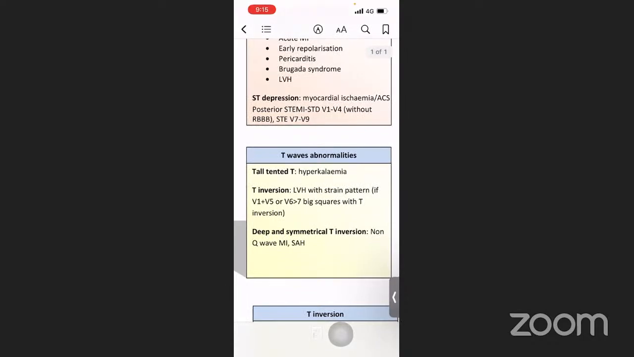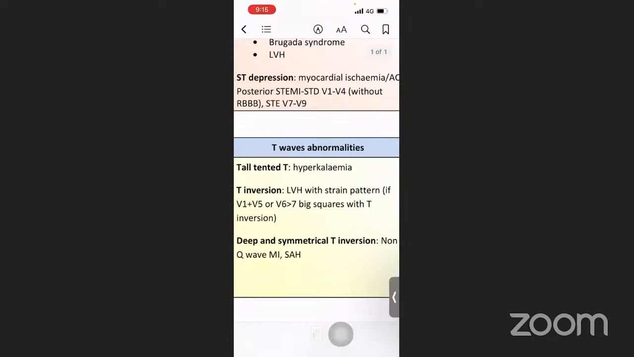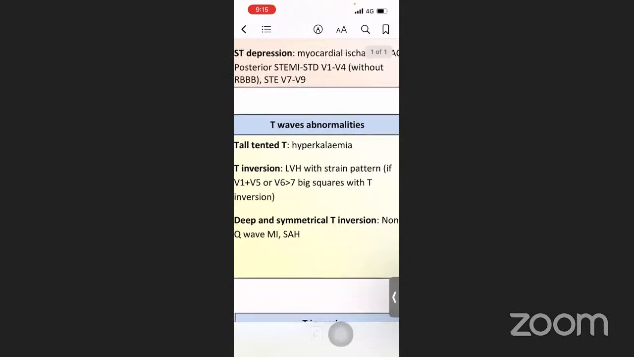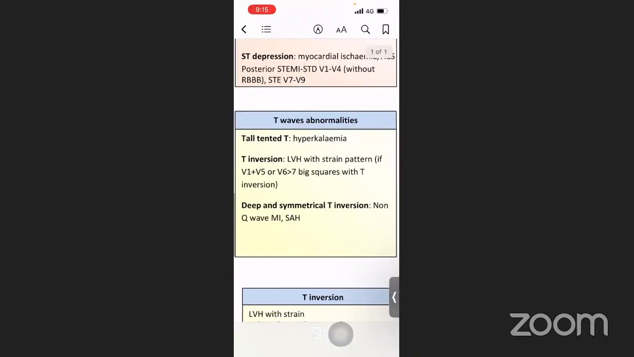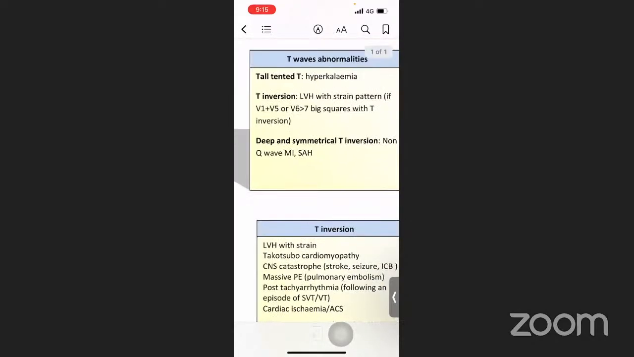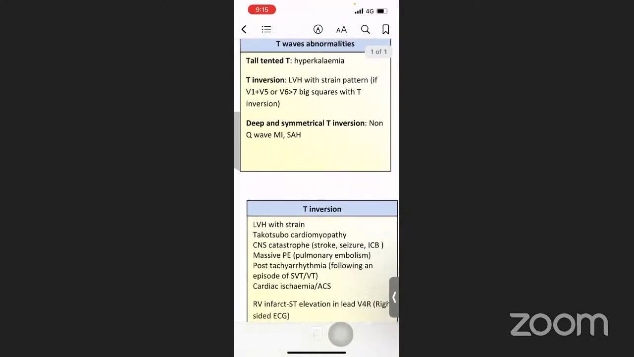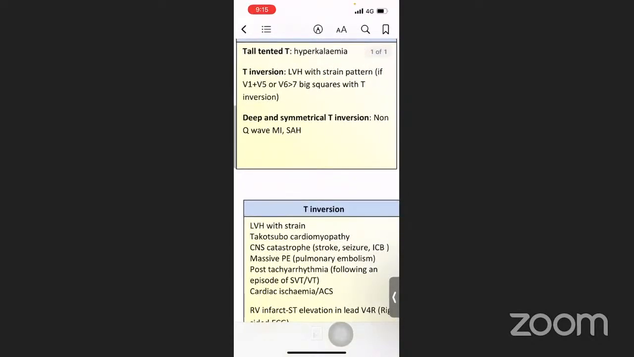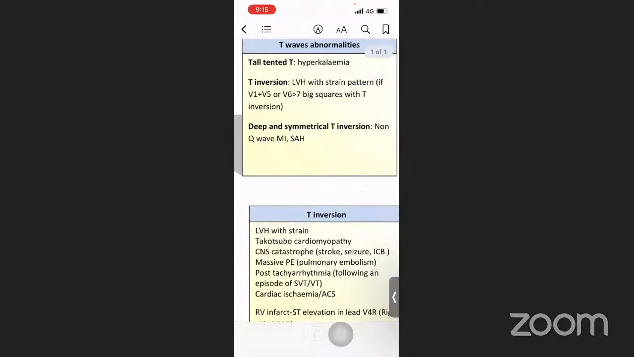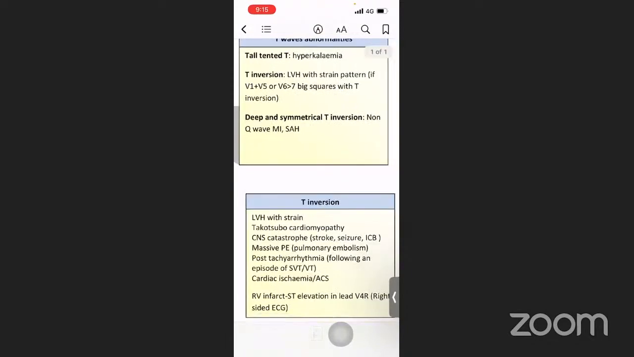Tall tented T, an important cause is hyperkalemia. T inversion can happen in left ventricular hypertrophy with strain pattern. When do you say this is LVH? You say this is LVH when V1 plus V5 or V6 is more than 7 big squares. Later I will show you the ECG quiz. If some of you can answer, that would be great, because this is going to be a revision. So I give you all the salient points that have practical clinical significance.